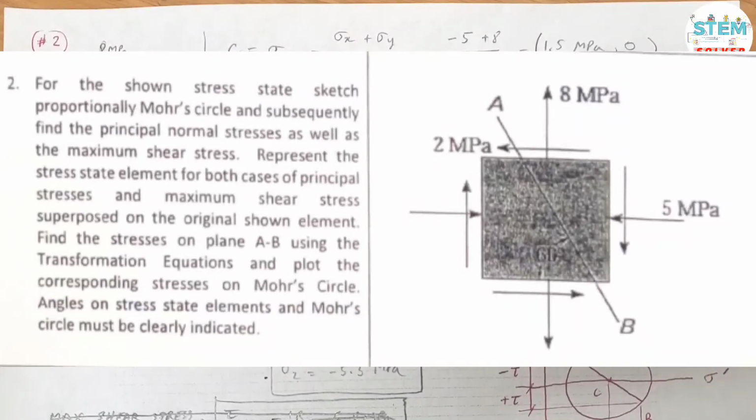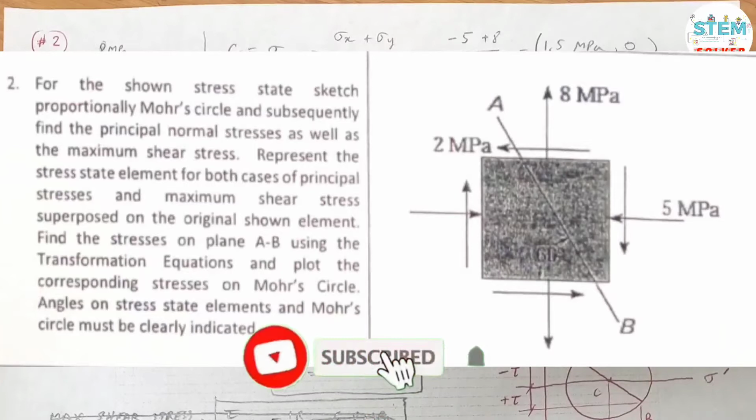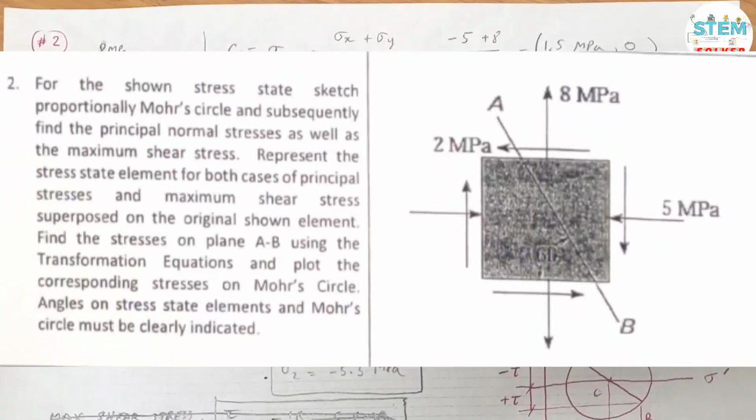Superposed on the original shown element, find the stresses on plane AB using the transformation equations and plot the corresponding stresses on the Mohr circle. Angles on stress state elements and Mohr circle must be clearly indicated.